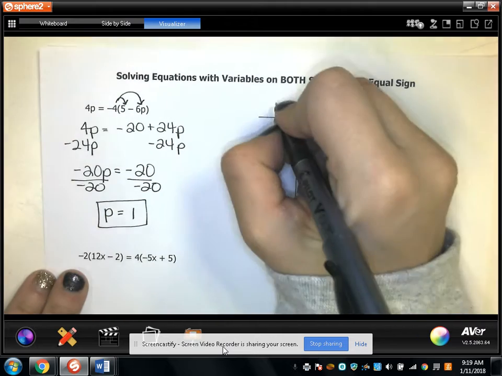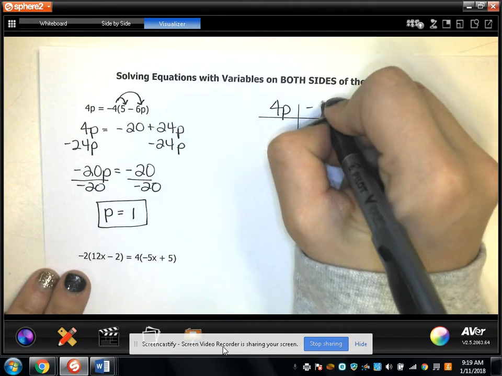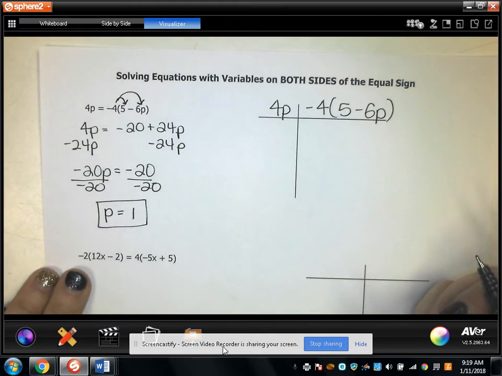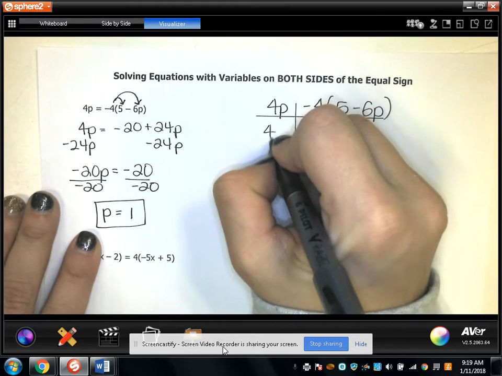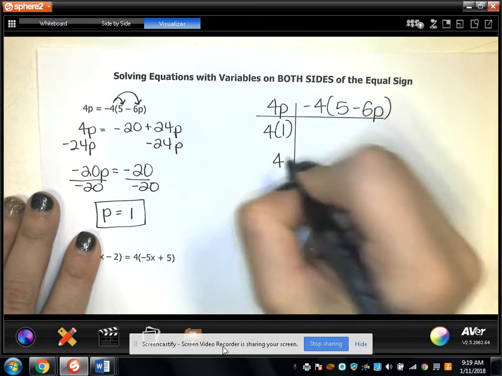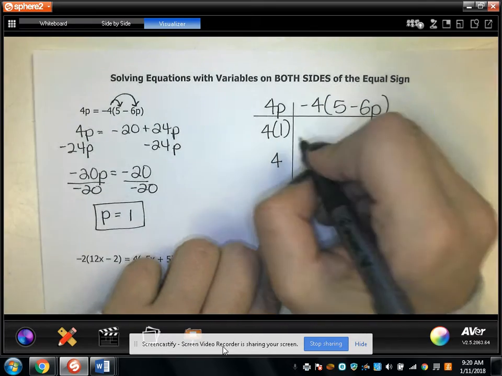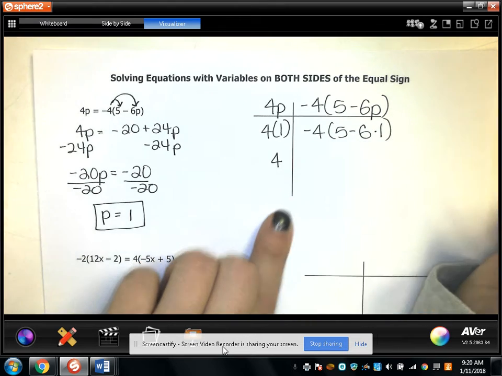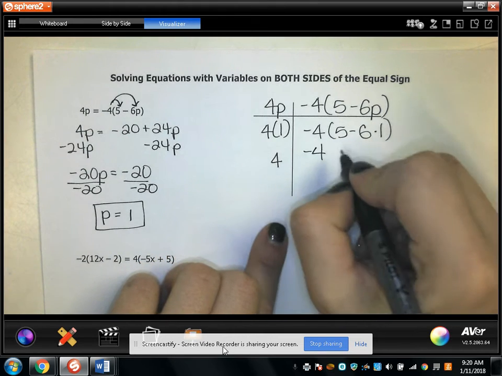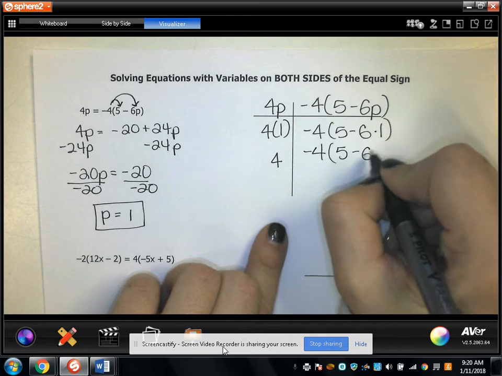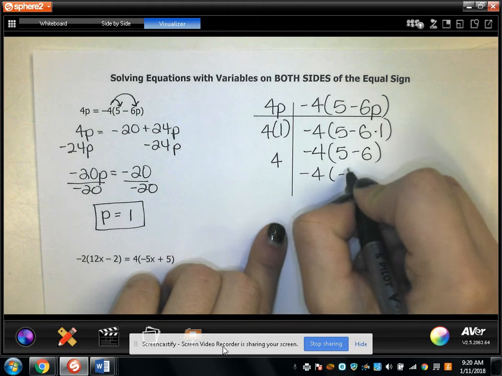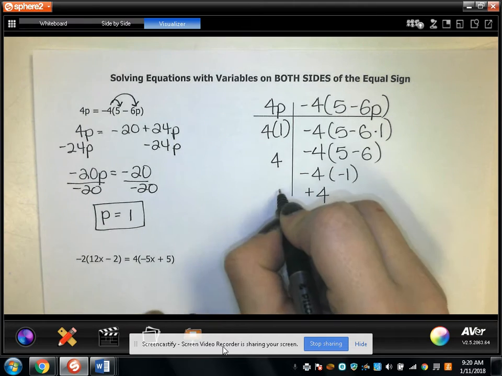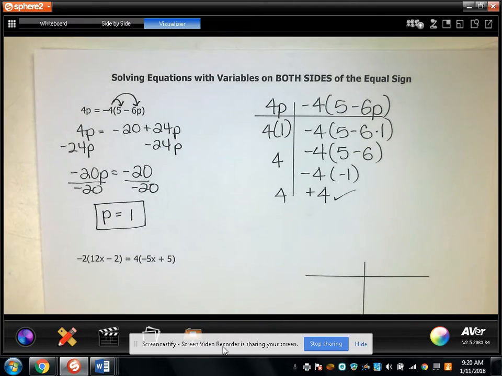For my check, I'm going to write 4p over here and negative 4, 5 minus 6p over here. Now I'm going to plug in 1, so this is easy on this side. 4 times 1 is 4. On this side, don't distribute. Solve by using order of operations. So I want you to plug in that 1. Then I want you to do what's inside the parentheses. Negative times negative is a positive. All right, we got 4 equals 4, check.